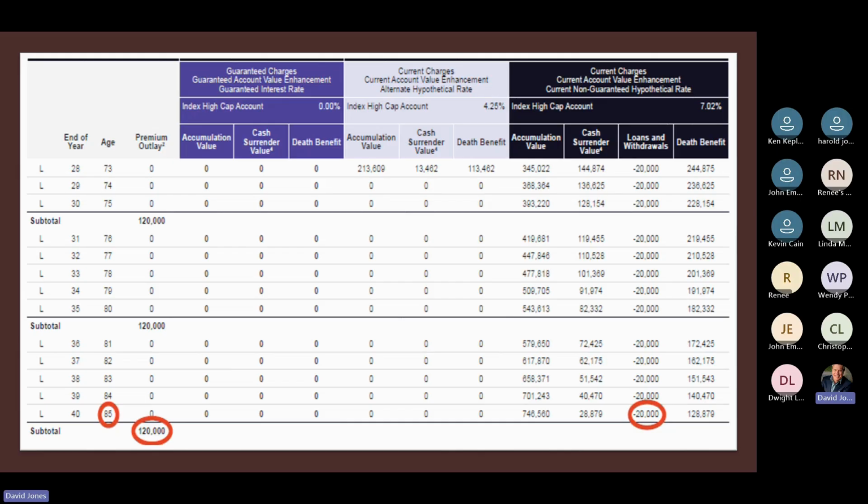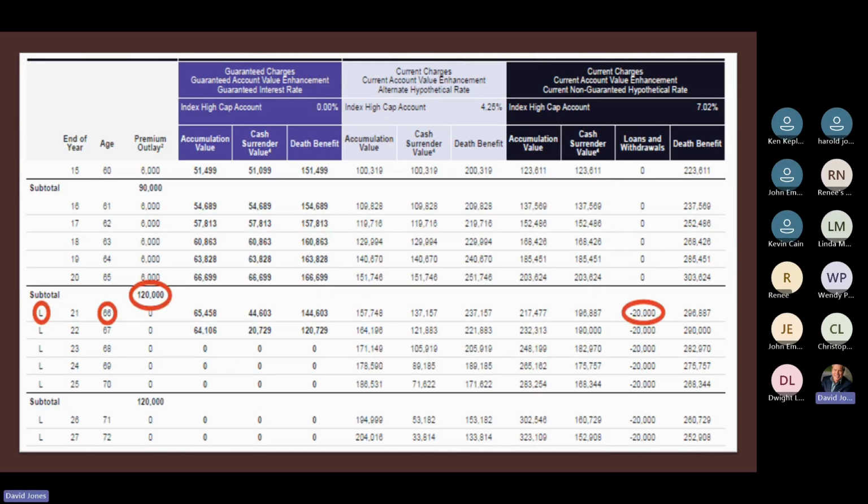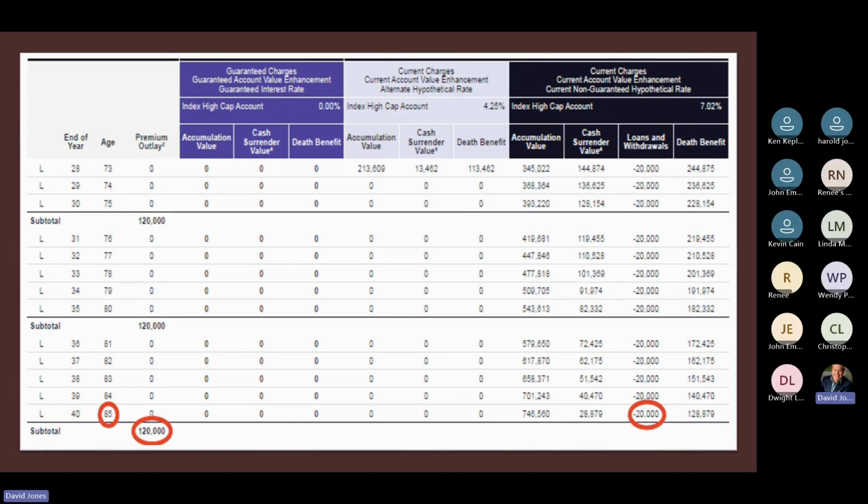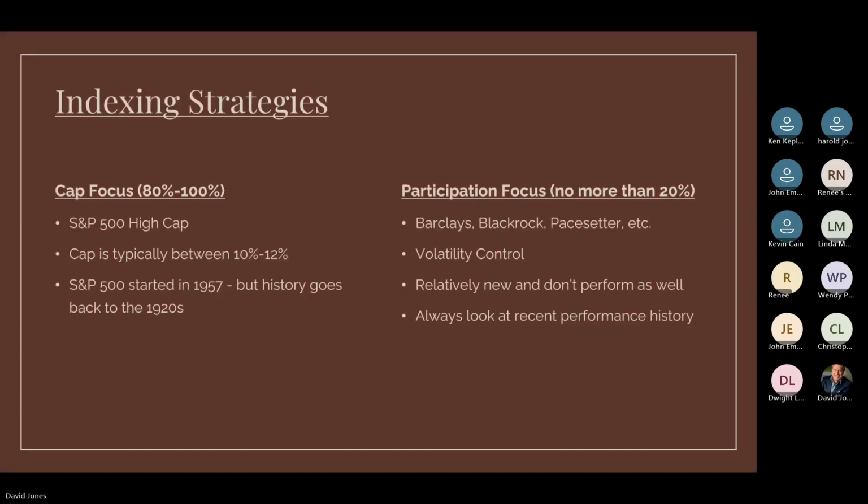And he's now gotten $20,000 a year for 20 years. So he was putting $6,000 a year in for 20 years, and then he took 20,000 out for 20 years, tax free. And yeah, you can do that.